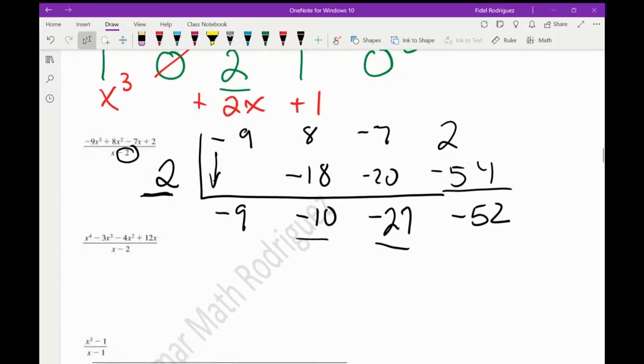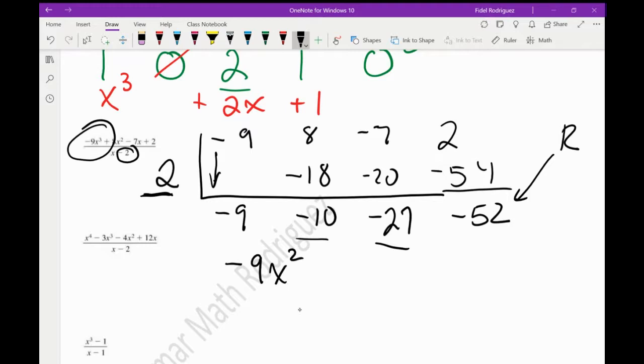And the other thing I notice is my remainder is not 0. Okay, so let's just remind ourselves that's my remainder. Okay, guys, remember what we used to have? We used to have an x to the third polynomial, and we've reduced that power by 1. So now this is a negative 9x squared. This is a negative 10x. This is a negative 27.